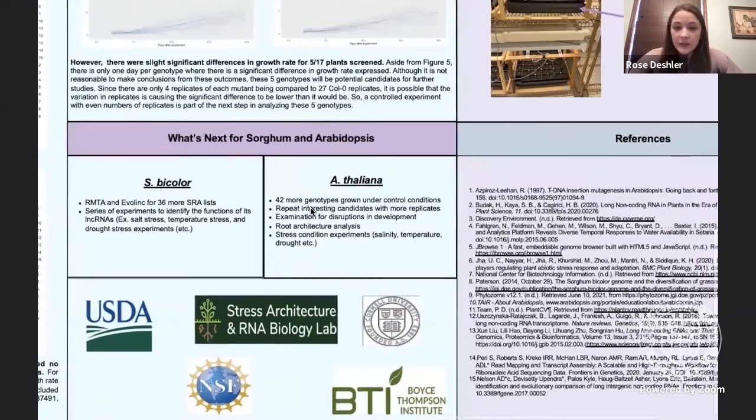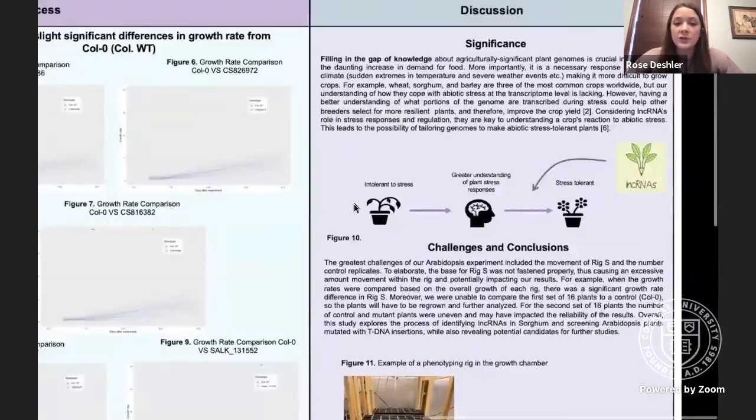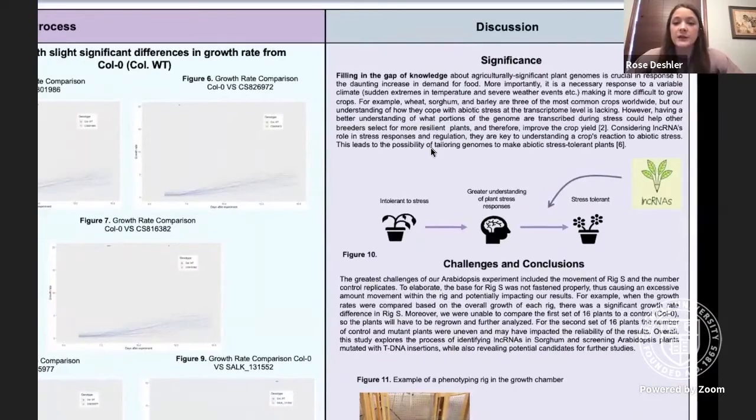Essentially, the goal of this project is to fill in this gap of knowledge about lincRNAs in these agriculturally significant plants. Basically, this will help develop plants with better responses to a variable climate and hopefully improve the selection for more resilient plants in the future.